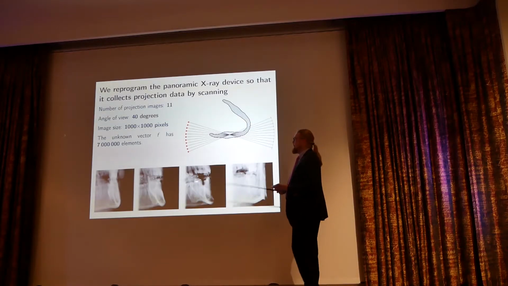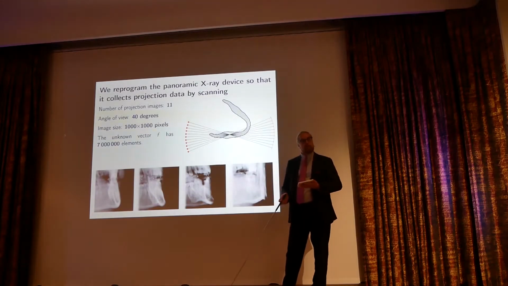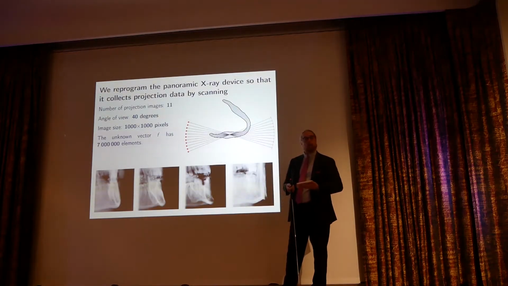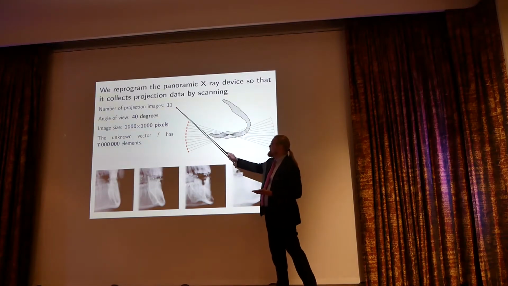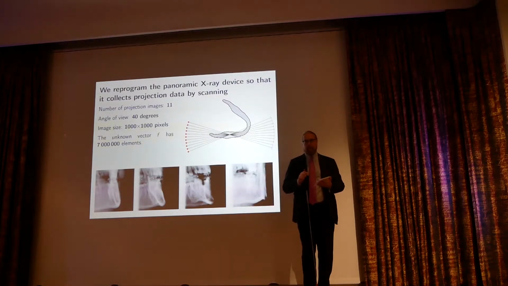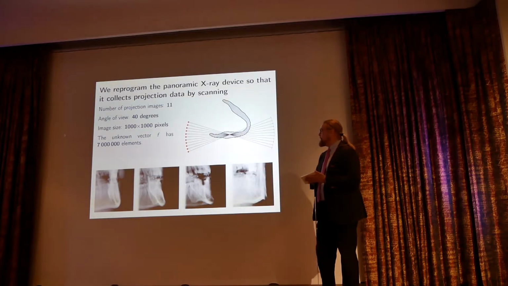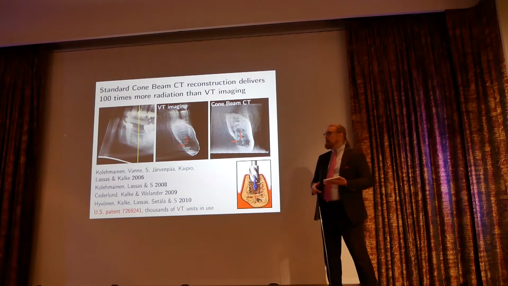We divided the unknown area into 7 million little voxels. Then we had to find out what is the tissue inside each voxel, and our data was 11 images, 1 megapixel each. I will explain a bit more about the math in a minute. Let me just first say how this approach works.